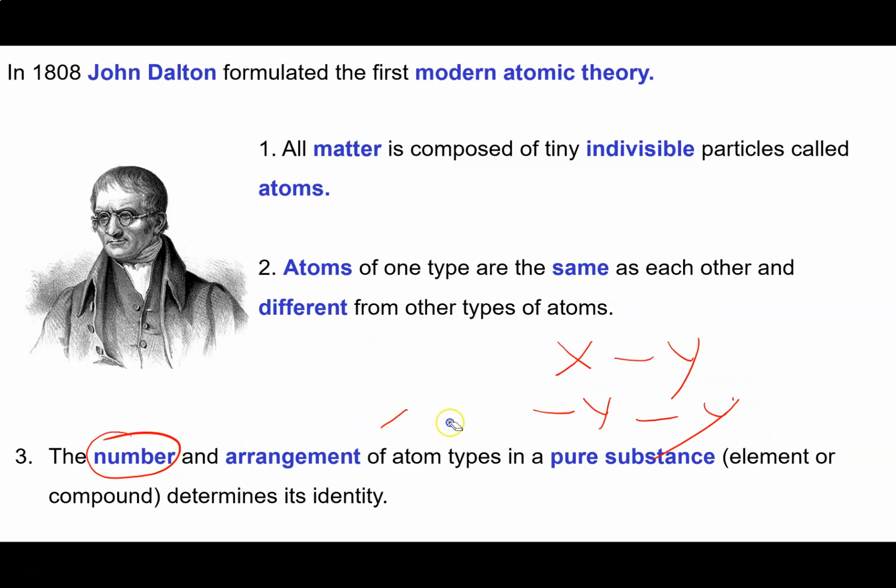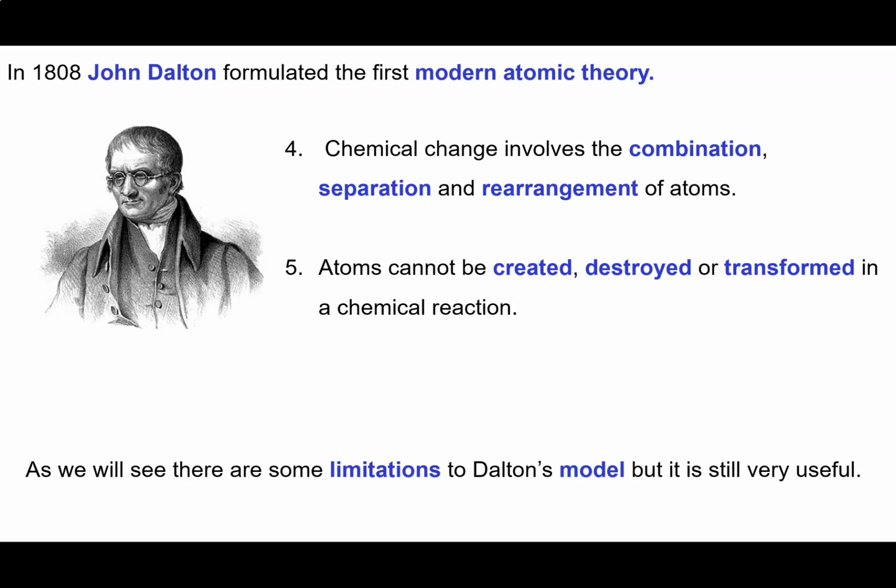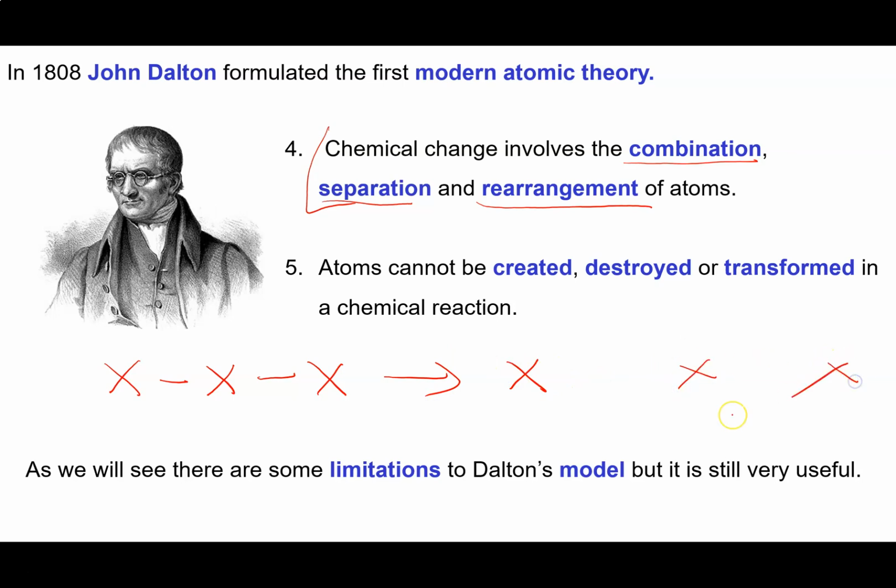So it really is just following on from this building block model that I was mentioning before. Okay, then this is interesting, and it's really quite logical now. He says a chemical change involves the combination, separation, and rearrangement of atoms. So a chemical change could be going from 3 X's joined together in a line to 3 individual X's. That would be an example of separation, wouldn't it? Right? That would be a chemical change, and these would be different substances after that chemical change because the atoms are organized in a different way.